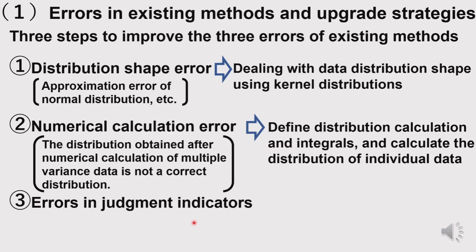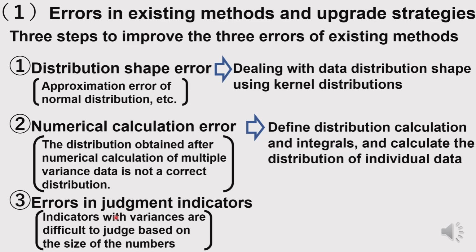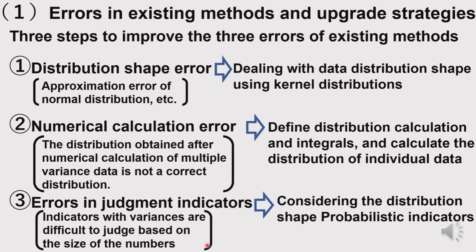3. Errors in decision-making indicators. Traditional design decisions relied on comparing numerical values, which makes the range of variability ambiguous. We improve this by making probabilistic decisions that consider both the relative positions and the shapes of the distributions.